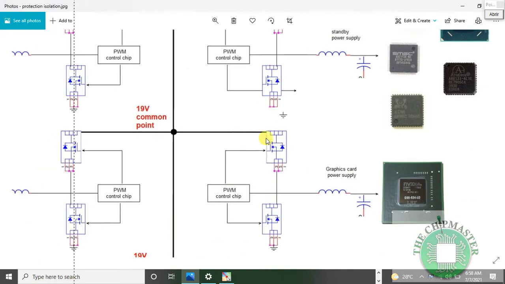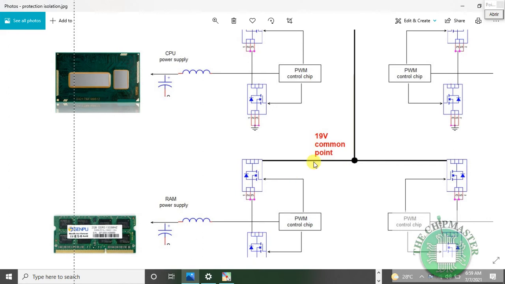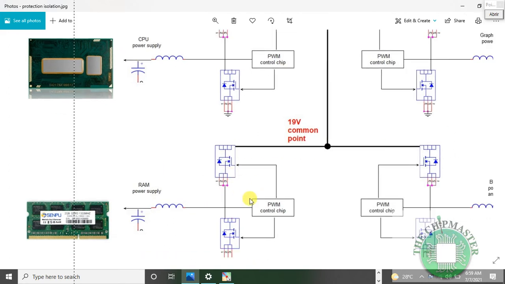We also have the graphics card. As you can see, the 19-volt rail is coming to the upper MOSFET drain pin. Right, this is the source and this is the drain, and that's a typical PWM circuit, and then it's going to this graphics card power supply. We also have the CPU core supply, which is another common point rail, and all the 19 volt common point voltage and adapter voltage is going to the upper MOSFET drain pin.